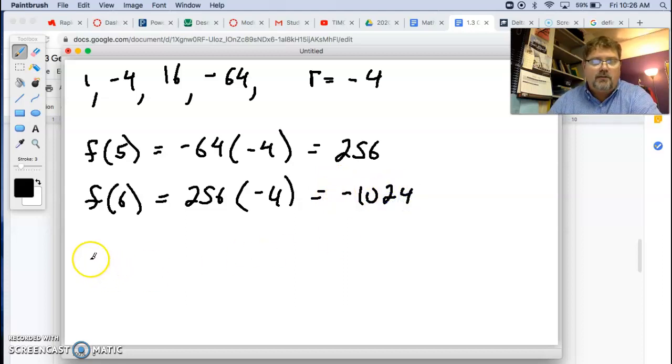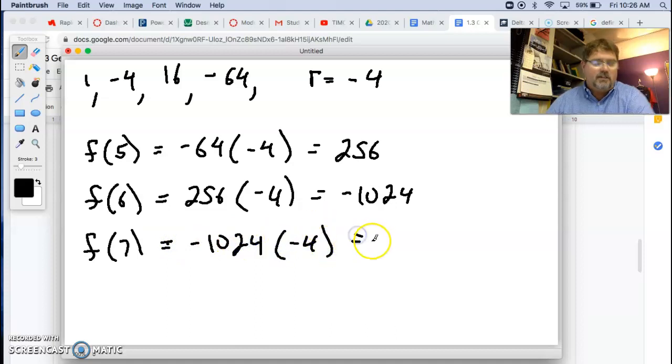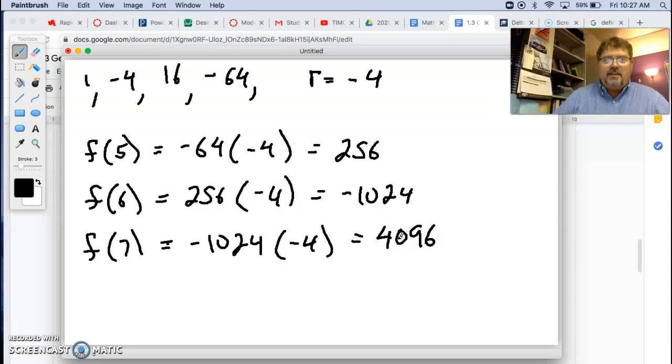-1024. F of 7 is -1024 times -4, and it goes on just like this. So this gives me 4096. And that's how you would find the next 3 terms. I use that notation just because you've got to get used to seeing it. So that's the n equals 5 term, n equals 6, n equals 7. Those are your next 3. Okay.